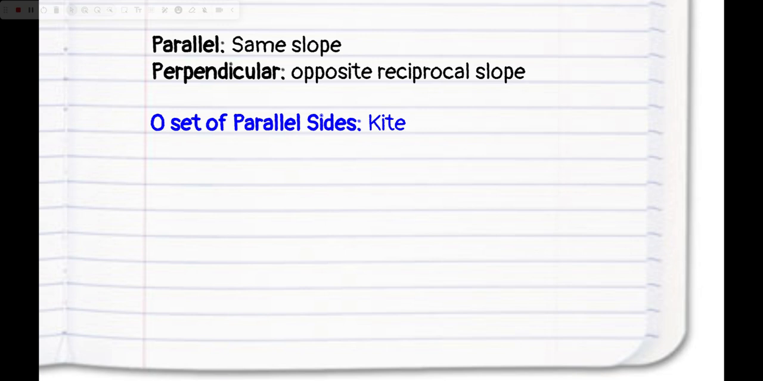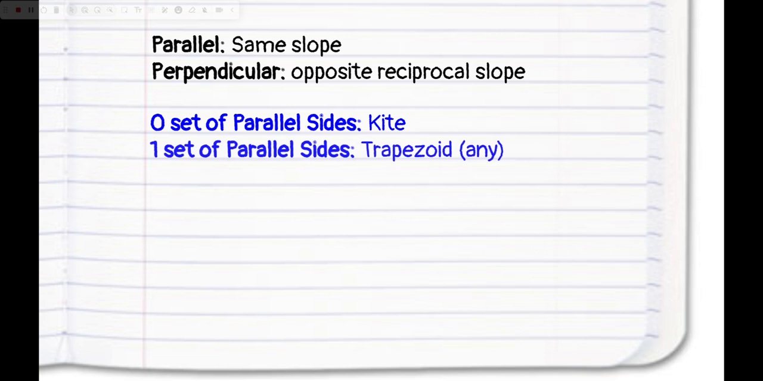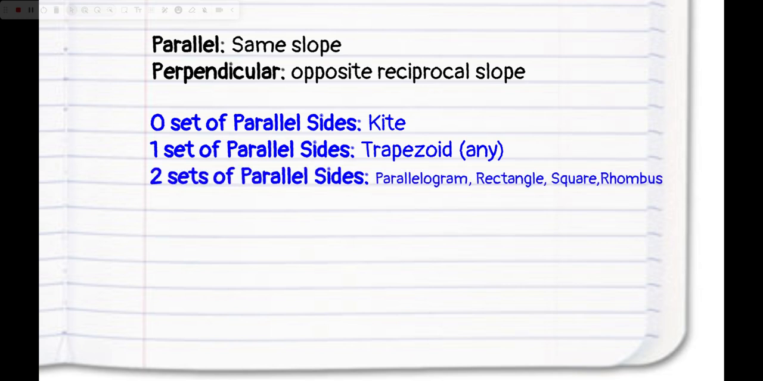If it has 0 sets of parallel sides, remember that's a kite or a trapezium. If it has 1 set of parallel sides, it can be any type of trapezoid. And if it has 2 sets of parallel sides, then it can be a parallelogram, a rectangle, a square, or a rhombus. And we're trying to identify the most specific name for this shape.